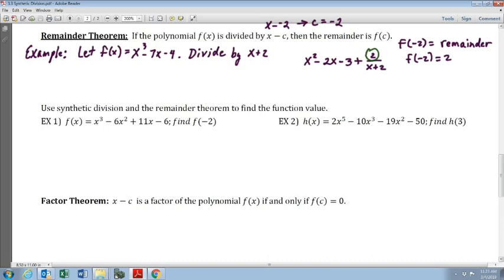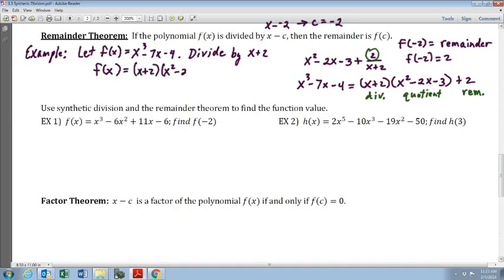I want to first remind you that we could check our answer. The way that we would check it is we would say x cubed minus 7x minus 4 is equal to our divisor, what we divided by, x plus 2, times the quotient that we got for an answer, plus the remainder, which in this case was 2. This actually gives us an alternative way to write our function. We can write it as x plus 2 times x squared minus 2x minus 3 plus 2.